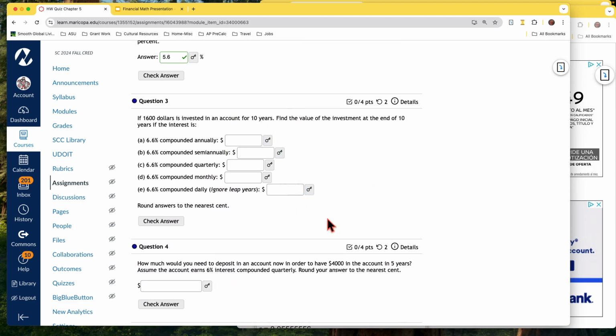This has multiple calculations to kind of get you this idea about compounding. The more often we compound, the higher we're actually getting. So $1,600 is invested in an account for 10 years. Find the value of the investment at the end of 10 years if the interest is 6.6% compounded annually.